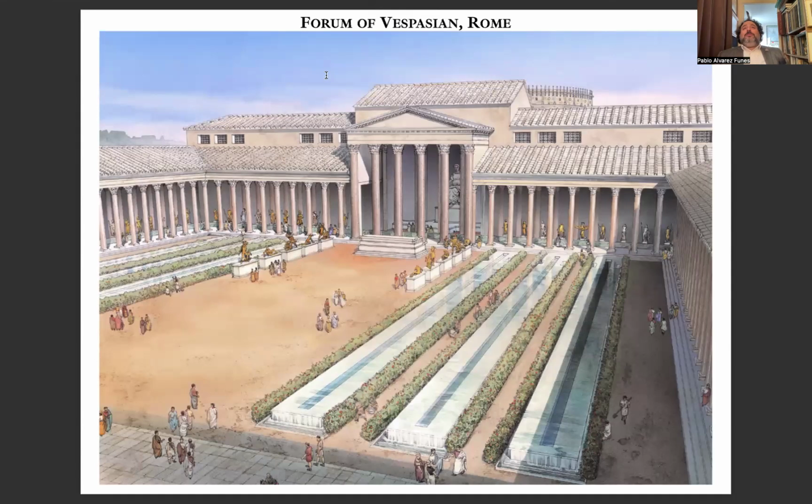So talking about museums, we know that in the Acropolis of Athens they had some sort of exhibition, because the famous paintings by Apelles were there. But the first building that matches our contemporary idea of the museum was the Forum of Vespasian, the Templum Pacis in Rome. And why am I calling this the first museum? Because Vespasian built this forum to host the art collection of Nero that was in the Domus Aurea.